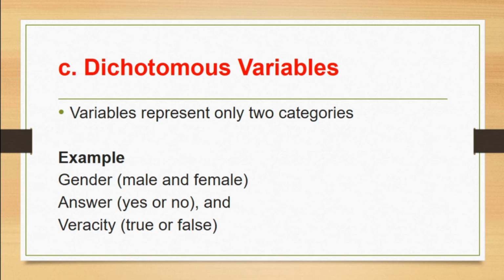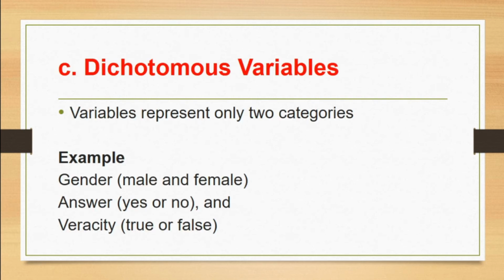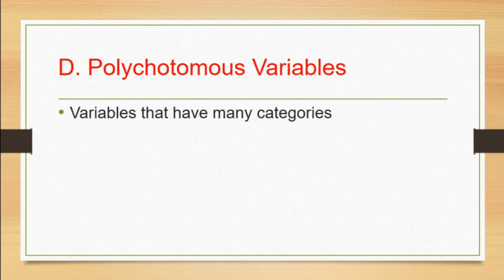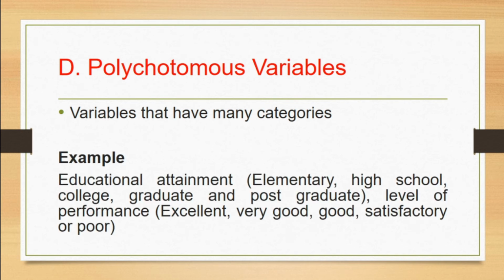So, yun lang siya. Dalawa lang pagpipilian mo. No? That is a dichotomous variable. And the polychotomous variables, ito yung variables that have many categories. Ito yung maraming kategorya. Example nito, educational attainment: from elementary, high school, college, graduate school, and postgraduate. Then, level of performance: excellent, very good, good, satisfactory, or poor.